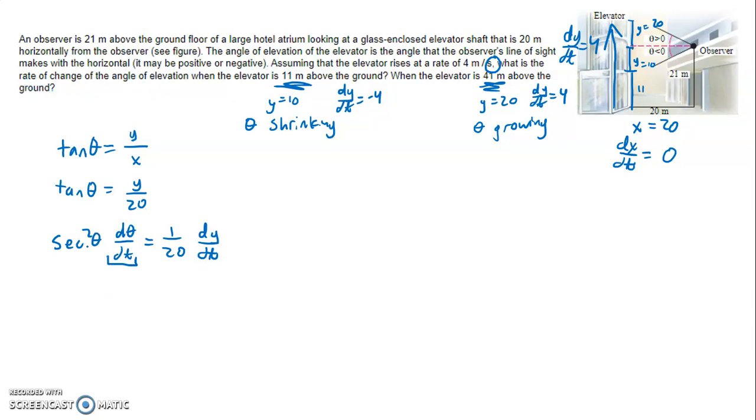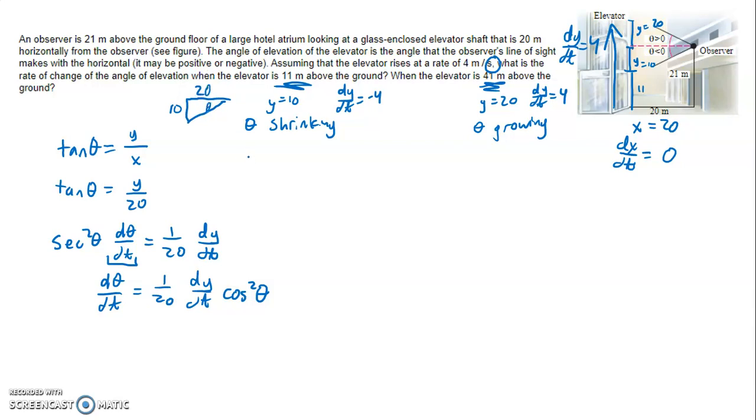To get it by itself, you can either divide both sides by secant squared or multiply both sides by cosine squared. I like to think about it that way. So 1/20th dy/dt times cosine squared theta. And at this point, we're dealing with a triangle that looks like this, where you've got 10 over here and 20 here.